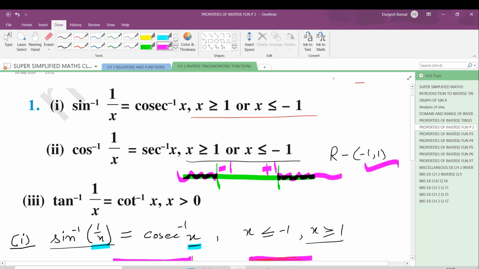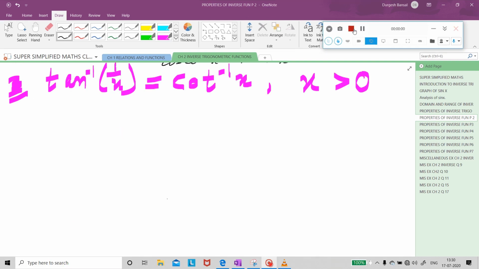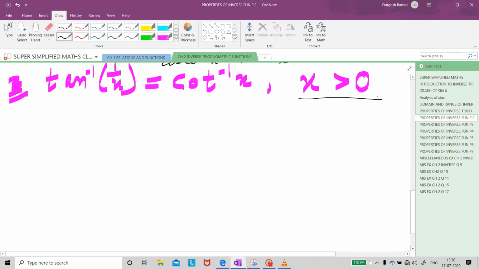Now you can check students very easily, like in the previous case, that here 1 by x, as I have already proved, if x is greater than or equal to 1 or x is less than or equal to minus 1, then 1 by x is between minus 1 to 1, and therefore this 1 by x belongs to the domain of cos inverse. Now let us move to the next property. Tan inverse of 1 by x is equal to cot inverse of x. Here the domain is x greater than 0.